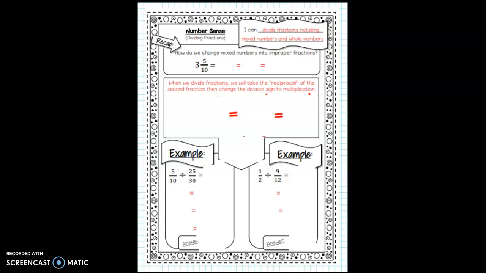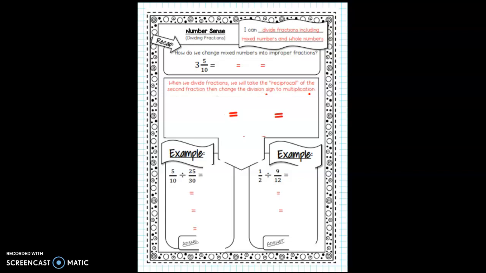Today's lesson is how to divide mixed numbers, but we're going to do a quick review of changing mixed numbers to improper fractions and fraction division. I can divide fractions, including mixed numbers and whole numbers. How do we change mixed numbers into improper fractions?